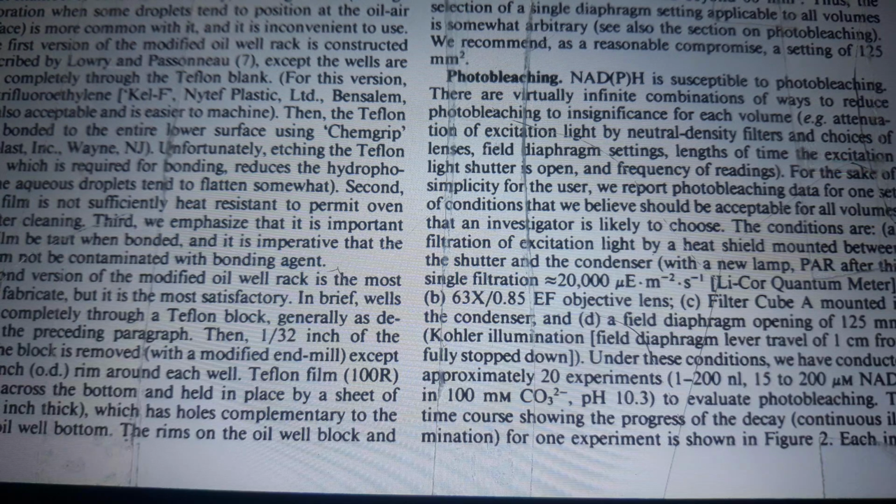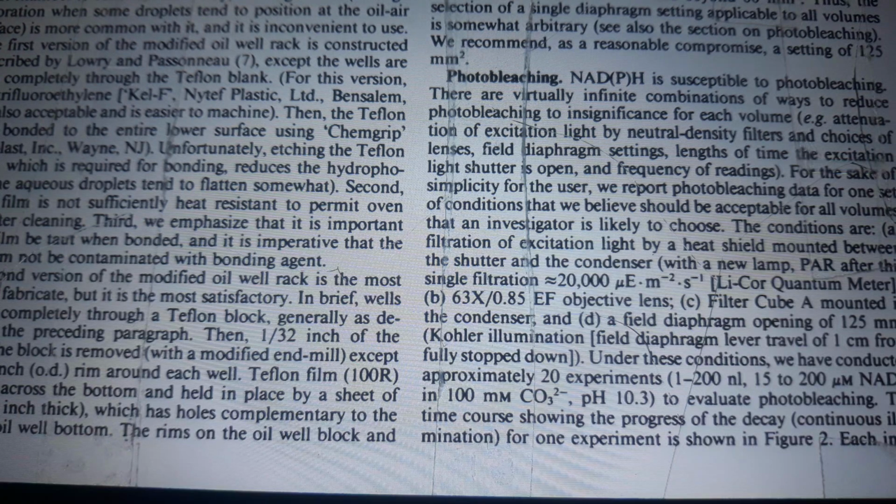Second, the thin film is not sufficiently heat resistant to permit oven drying after cleaning. Third, it was emphasized that it's important that the film be taut when bonded, and it is imperative that the well bottom not be contaminated with bonding agent. The second version of the modified oil well rack is the most difficult to fabricate, but is most satisfactory.